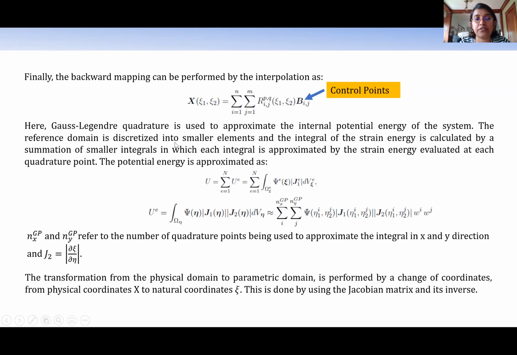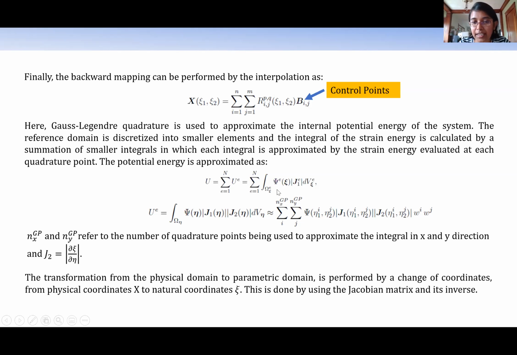And here they have used the Gauss quadrature formulation to approximate the internal potential energy of the system. The reference domain is discretized into smaller elements, and the integral of the strain energy is calculated by the summation of the smaller integrals in each element, which is approximated by the strain energy evaluated at each quadrature point. So the total potential energy is approximated as the summation over E equal to 1 to n, where E stands for each of the elements, and this U_E is the energy of each element.